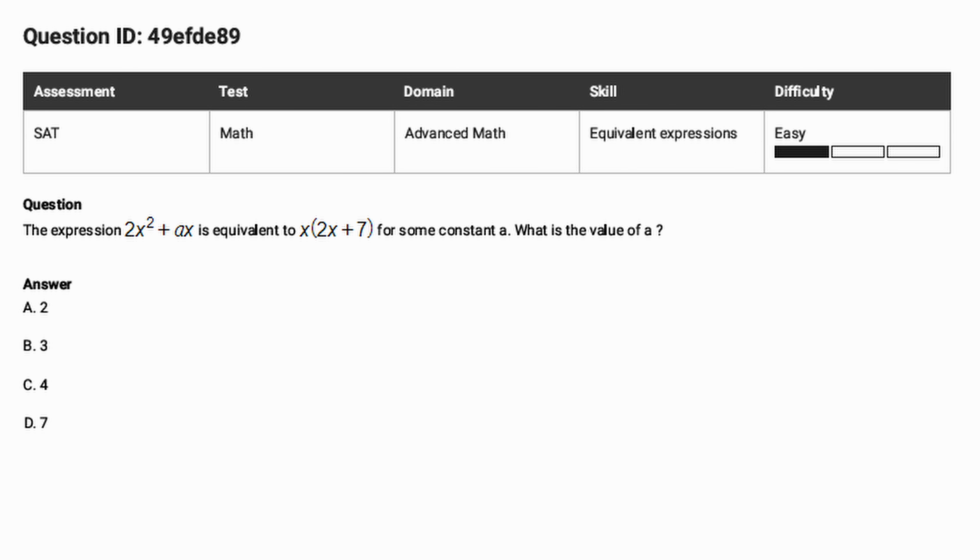The expression 2x squared plus ax is equivalent to x times (2x plus 7) for some constant a. What is the value of a? Alright, so to solve this, you essentially have to look at how you can make the expression look the same as x times (2x plus 7). So we can plug in answer choices here, and my go-to would be 7 because I see a 7 in the expression that's equivalent to it. So if I try plugging in 7, then the x factors out and it becomes x(2x plus 7). And so I know 7 is the correct answer. That's how I would go about solving that one.